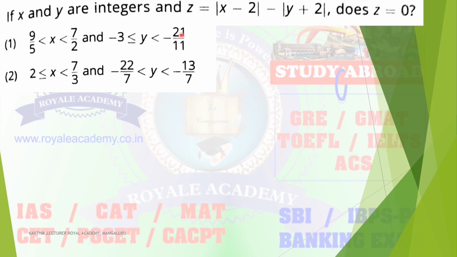Okay, so how is it determined? 9 is approximately 10. 10 divided by 5 is 2, and 7 is approximately 6. 6 divided by 2 is 3. So the x value falls between 2 to 3, and the y value falls between minus 3 to minus 2. So 22 divided by 11 is minus 2.